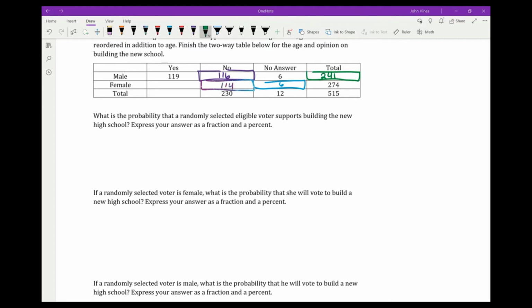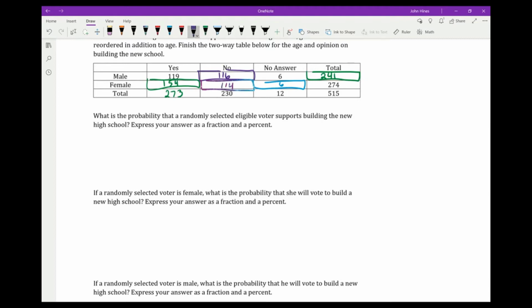How many females yeses are there? Well, there's 274 females. 6 of them didn't answer, and 114 said no. So that leaves me with 154. And now I can finish that up there. 119 and 154 make 273. So it's like a little puzzle filling in an incomplete two-way table. You just have to start adding and subtracting things up so that the rows and the columns work out.